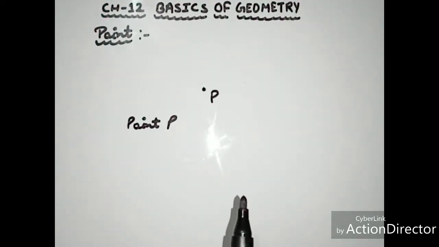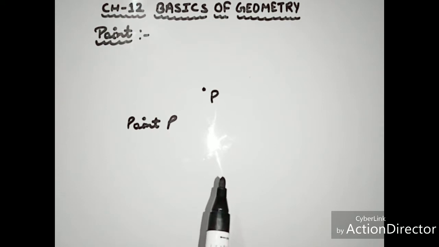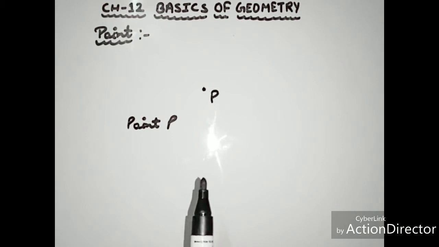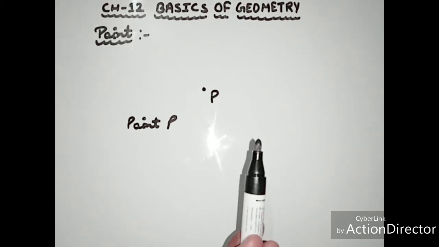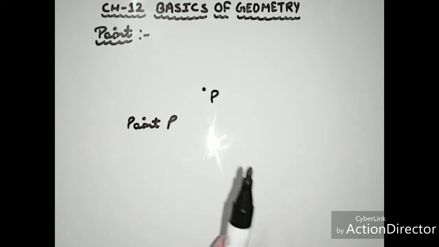Search any place like hospital, school, shopping mall, etc. on a Google map. So Google map shows the exact location of all these places, like the tip of this marker. This is also an example of a point.